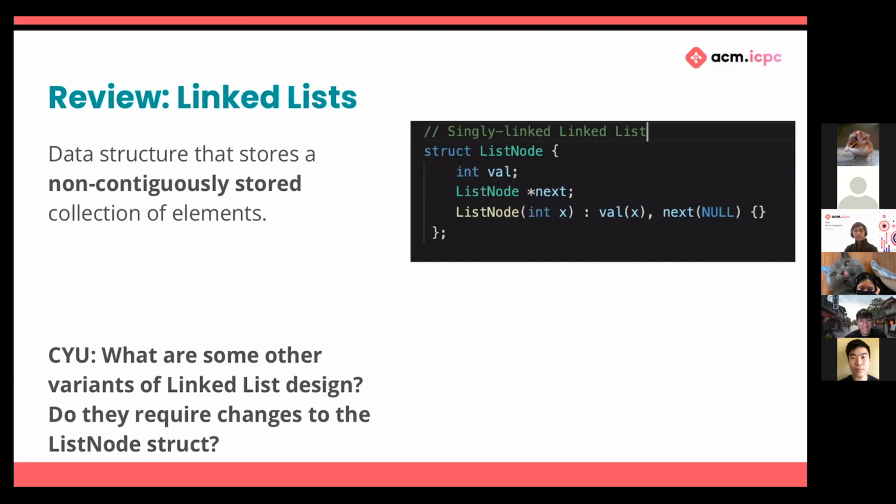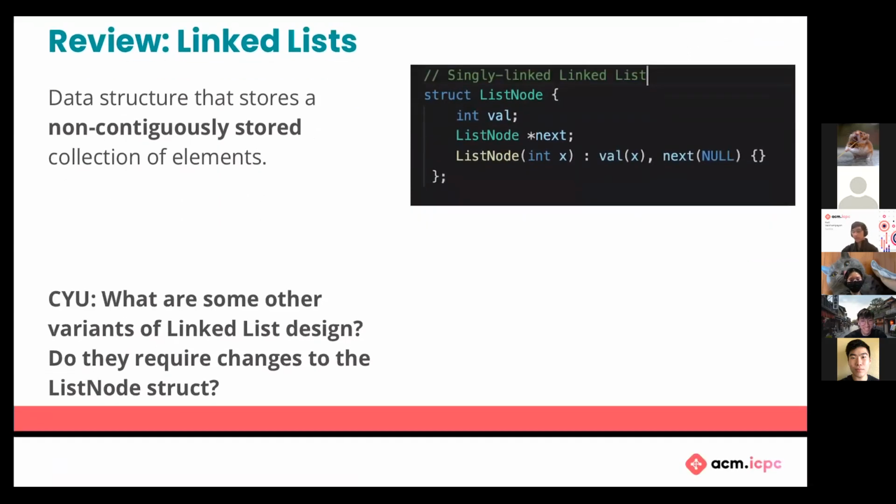Doubly. Yeah, doubly linked list. So a doubly linked list, for those who aren't familiar, you'd have both a next pointer in the node and a previous pointer in the node. So all of the nodes have 2 links in between them. And does anyone know what we'd have to change in this struct to make a doubly linked list? Previous. Yeah, previous pointer, exactly. So then are there any other variants of this design?